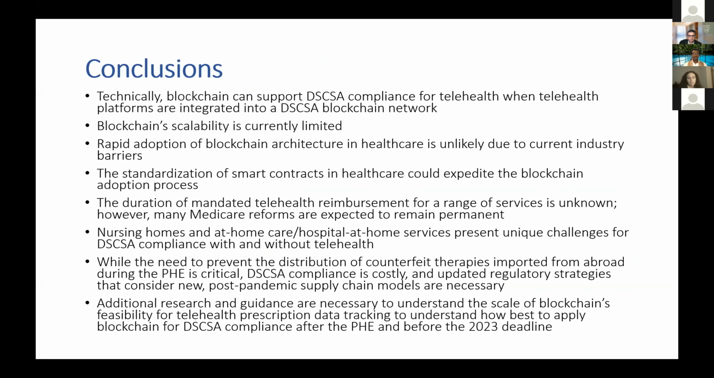Next slide. So, conclusions: blockchain does work for Drug Supply Chain Security Act compliance. It's currently a little bit limited with the scalability and industry adoption. There are lots of barriers that we outlined in that framework tool. There are changes going on now that might facilitate its adoption a little bit more, and I think that's something that we've witnessed in general in the US with different technologies being more widely adopted.